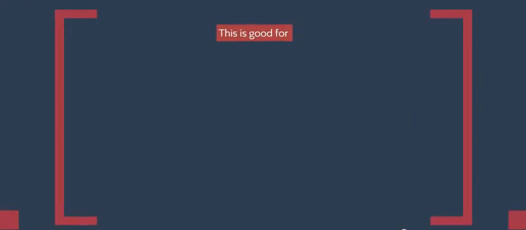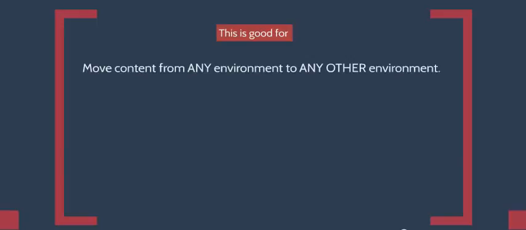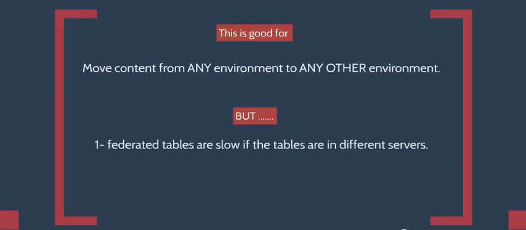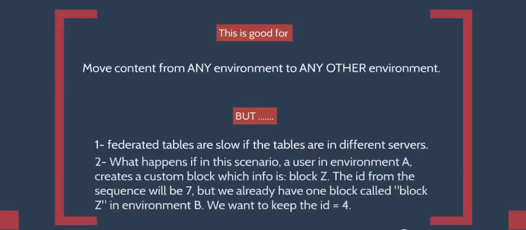This approach is good for moving content from any environment to any other environment, but we also have some problems. The first one is that federated tables are slow if the tables are in different servers, and the second one is that sometimes we want to keep the same ID. For example, suppose you create a block C in stage and it was created with the ID number 2. Later, if you create by hand in production the block C, it's supposed to be the same block, so the normal thing is to assign the same ID, the number 2.